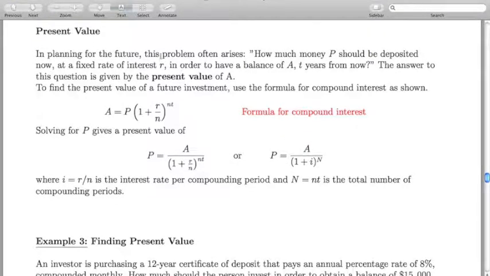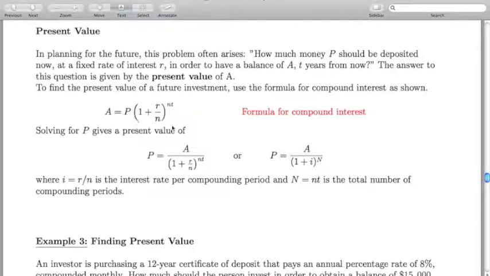In looking to the future, the problem often arises: how much money P should be deposited now at a fixed rate in order to have a balance of A after T years from now? We call this question the present value of A. To find the present value, we take our original function, A equals your initial deposit times 1 plus your rate over N, to the power of NT, and then we just solve for P.